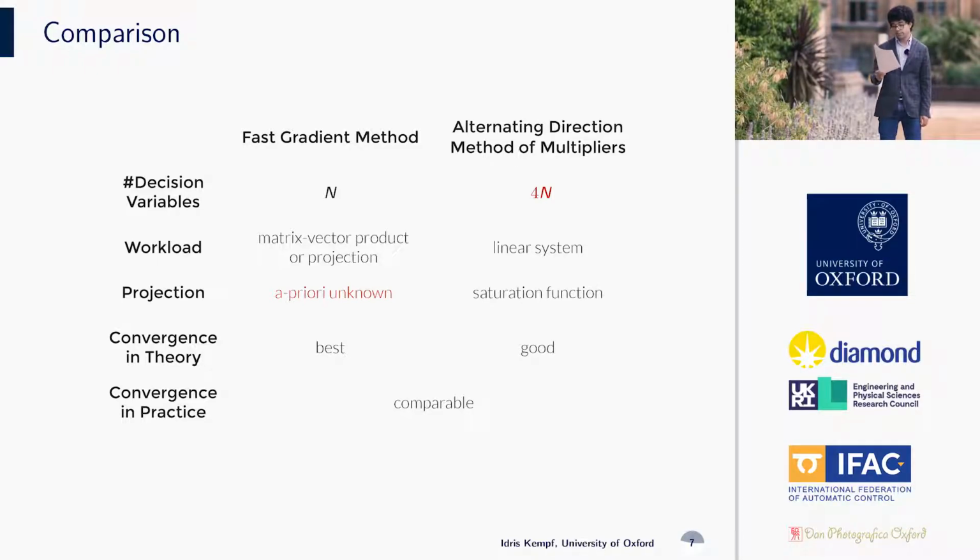For the fast gradient method, we expect the main workload to be the matrix vector multiplication or the iterative projection algorithm. For this particular constraint set, the main drawback of the fast gradient method is that the projection is a priori unknown, and for the ADMM it is given by the saturation function. The convergence properties are comparable in practice.